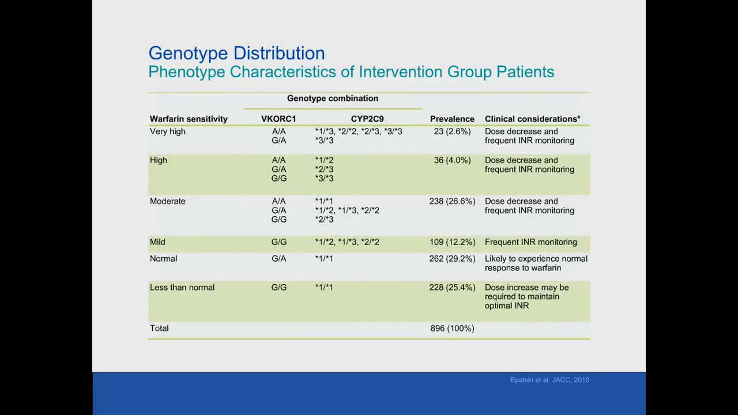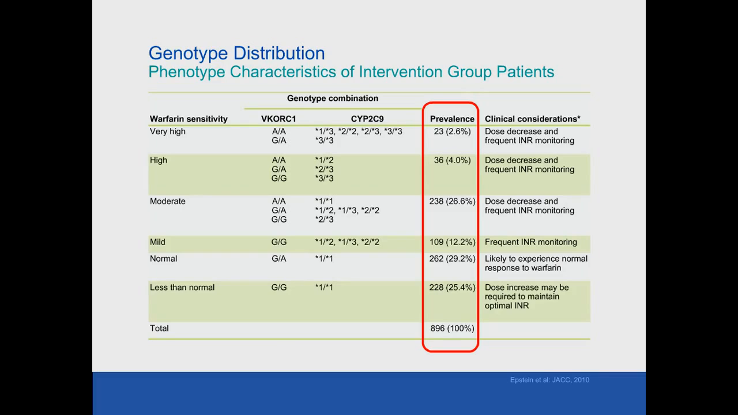The genotype distribution observed in this particular study, I'd have you focus your attention on the prevalence. Note that the warfarin sensitivity identified as being very high sensitivity, that would be the VKORC1 AA or GA type, and the CYP2C9 star 3 or star 2 type, represented 2.5% of the patients. Our clinical recommendation is that these patients receive significantly decreased warfarin dose and frequent INR monitoring. Those with high warfarin sensitivity, that would be AA and star 1, star 2 type, 4%.